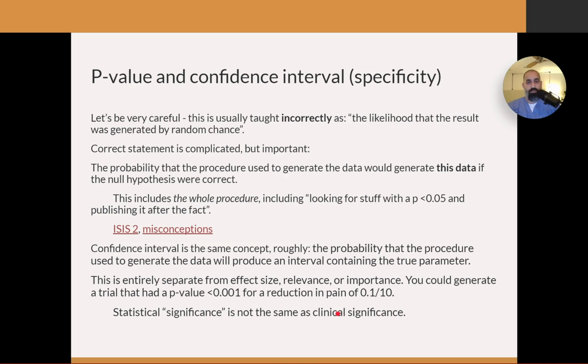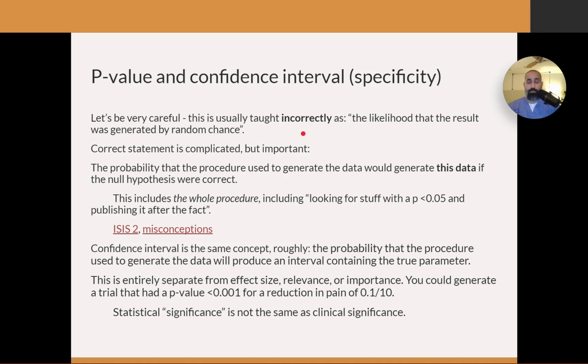And the abuse of the p-value is the subject of multiple papers. There are paper after paper from statisticians talking about how poorly physicians do at misunderstanding the p-value. So I wanted to specifically talk about how it is usually incorrectly taught. It is incorrectly taught as the likelihood that the result was generated by random chance.